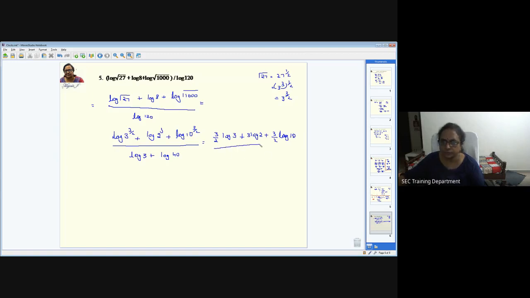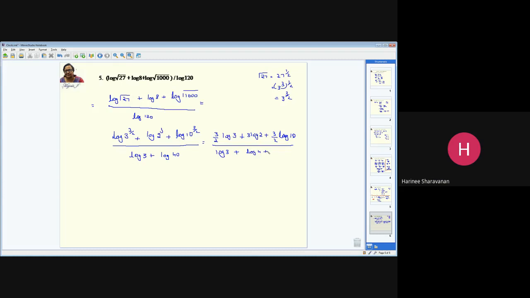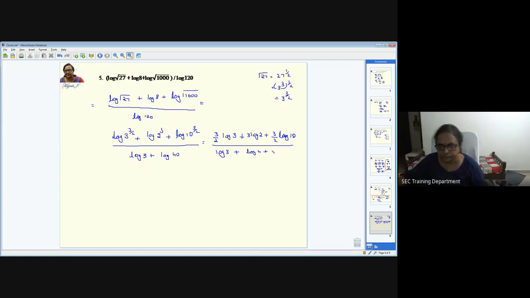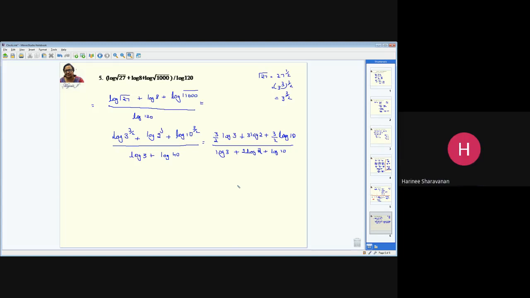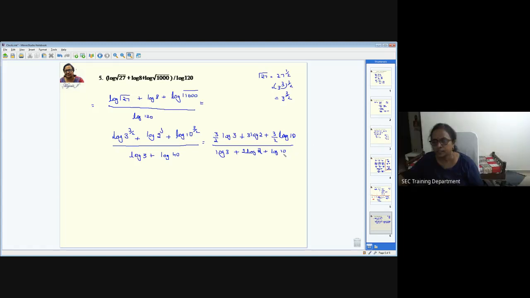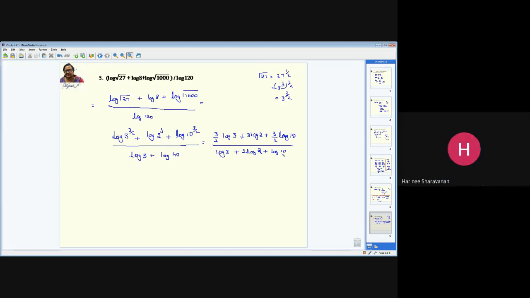And then down. This is log 3 we have, so we can't do anything with that. But this can be split as log 4 plus log 10. Now, log 4 can be written as 2 log 2, instead of writing log 4. I'm directly writing it. And log 10 can be written as log 2 plus log 5.